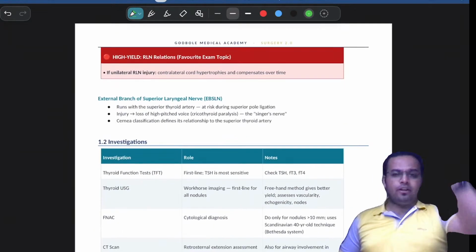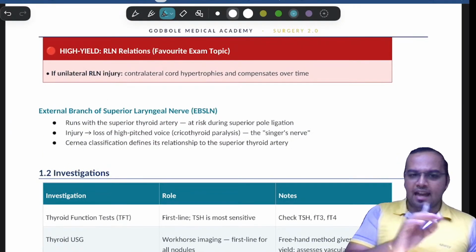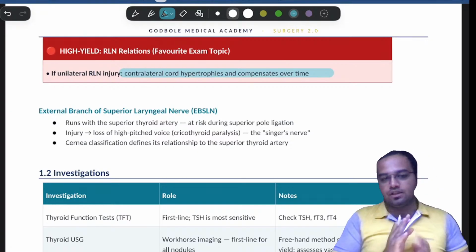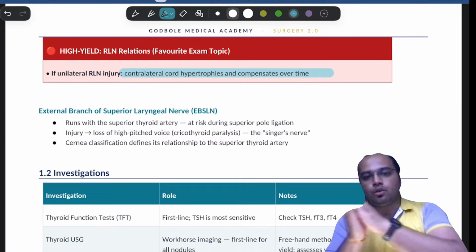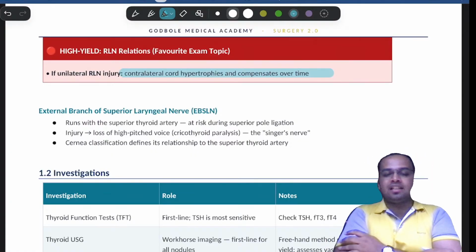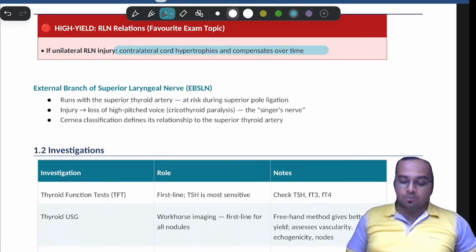If it is going to be a unilateral nerve palsy, slowly by slowly the contralateral nerve is going to take up the function, and then the patient is going to have contralateral cord hypertrophy. So it is important for you to know which type of nerve palsy is there and how you are going to manage the patient when it presents to you.